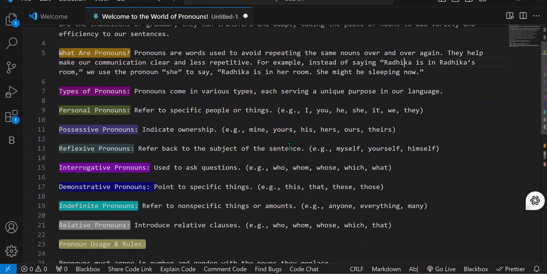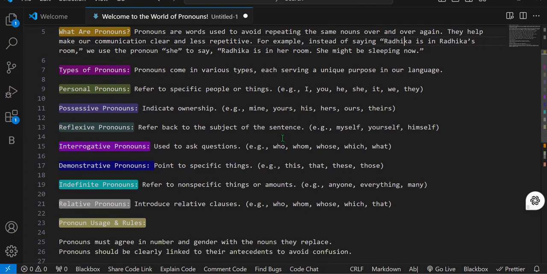Reflexive pronouns refer back to the subject of the sentence, like myself, yourself, himself. Interrogative pronouns are used to ask questions: who, whom, whose, which, what. These come under interrogative pronouns. Demonstrative pronouns point to specific things: this, that, these, those. These all come under demonstrative pronouns.